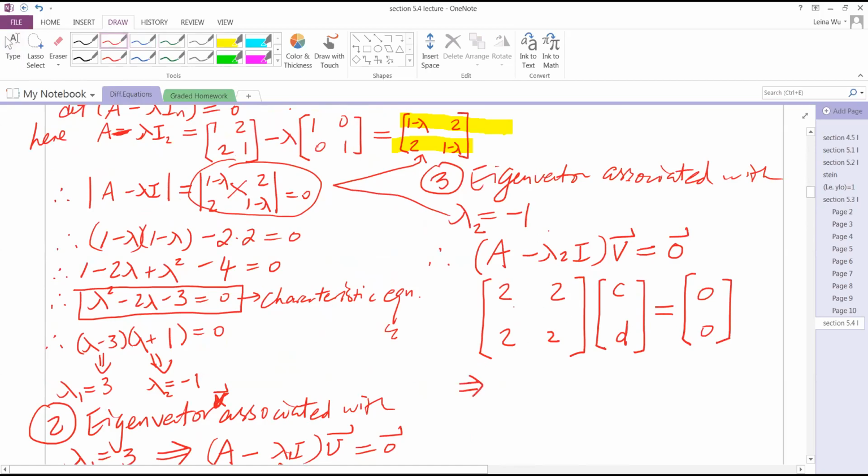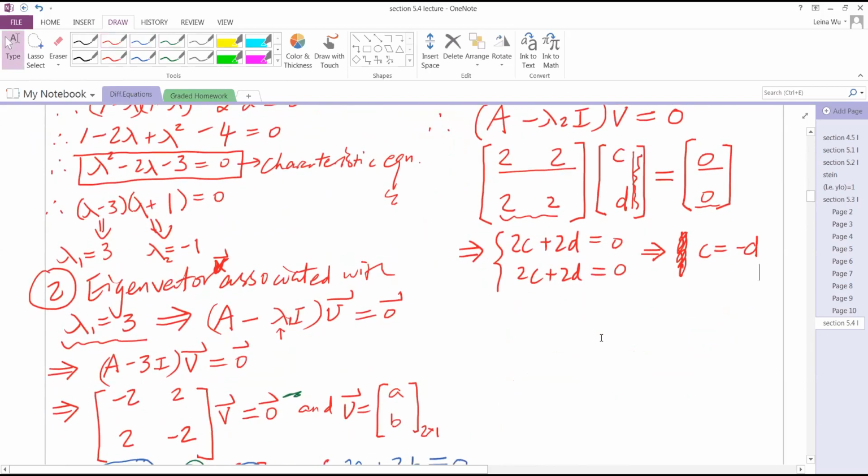Okay, then let's perform the matrix multiplication again. You have 2, 2 times c, d. That gets you 2c plus 2d equals 0, equals the first entry. The second row basically gives you the same equation. So 2c plus 2d equals 0. What does that tell us about c and d? They're equal to the negative of each other. So c equals -d, or d equals -c. They're opposite of each other.